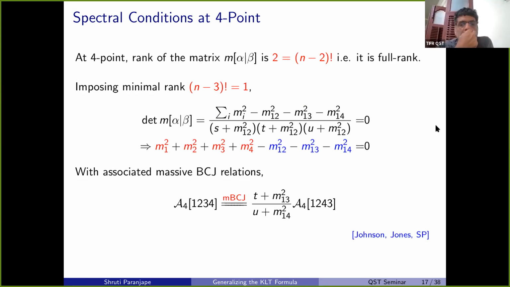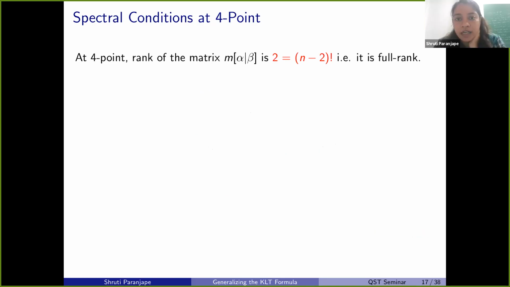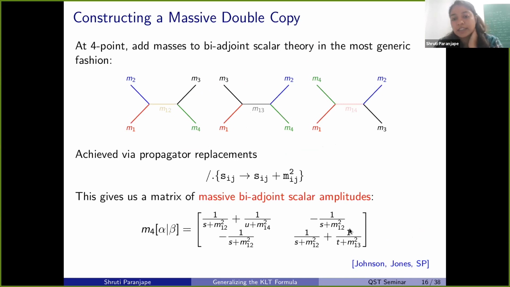Okay, good. So when you say at 4 point, the rank of the matrix is this, you're assuming that the interaction has not changed? Yeah, these are the amplitudes. So it's the same type of cubic interaction. It's just that now each leg is allowed to have a particular mass. Okay, now I understand. But couldn't you have tried to? And you're going to get some conditions on the masses. You're saying, right? Yes, exactly.